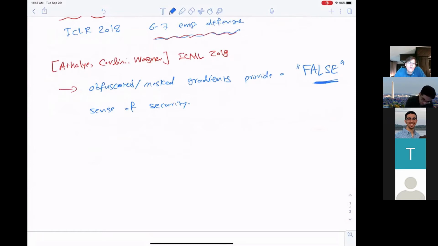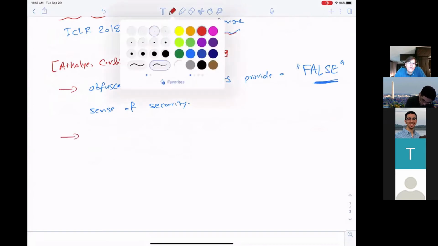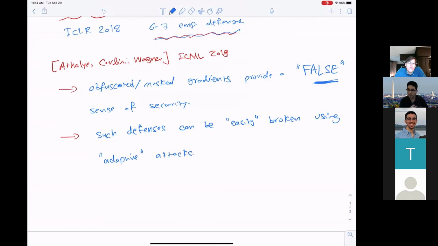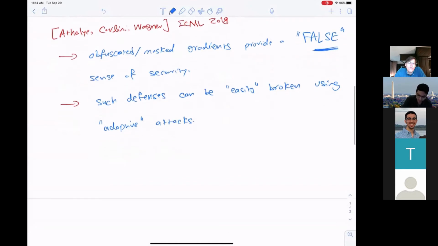So in other words, such defenses can be, I would even say, easily broken using what is called adaptive attacks. By adaptive attacks, we mean that we have already seen the defense and what the defense is based on. So we try to basically have a tailored attack for that particular defense. All right, so that's basically the gist of this really, really nice paper. So I encourage all of you to read this paper, especially if you're working in the adversarial robustness area.